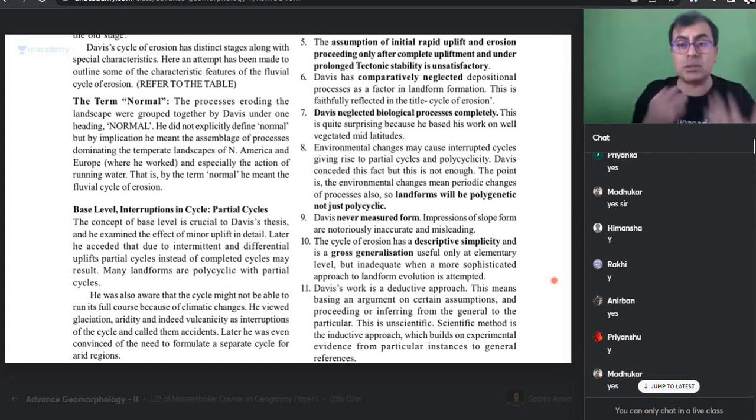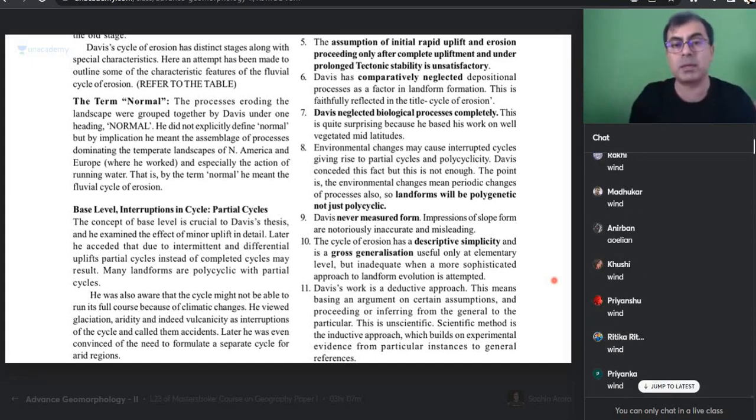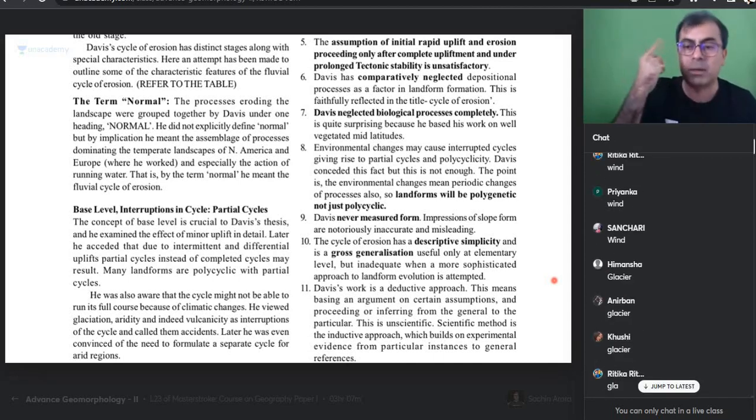But yes, we find certain areas where one process becomes dominant. Say, for example, in desert, which one will become dominant? Wind will become dominant. In the polar region, the glacier will become dominant. So he was using a word जो सब जगह apply होता है. So if I say normal cycle of glaciated region, glacial processes. So उनका मतलब वो, ठीक है?